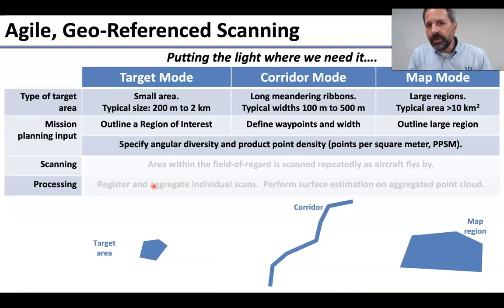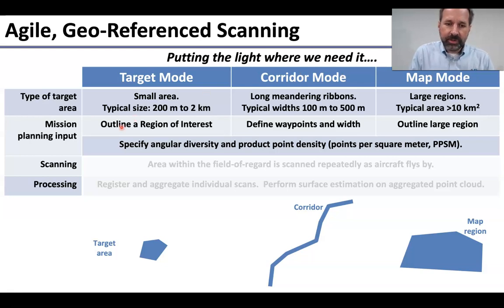Let me talk a bit more about the scanning, because this is an important component of giving us the flexibility to exploit what's possible with Geiger-mode LiDARs. The key point is you have a certain rate that you can do measurements. You need to put that light in those areas on the ground where you're most interested. Give the customer what they paid for and don't waste their money on collecting things that are of no interest. So there are 3 ways that we can operate our system: target mode, corridor mode, and mapping mode.